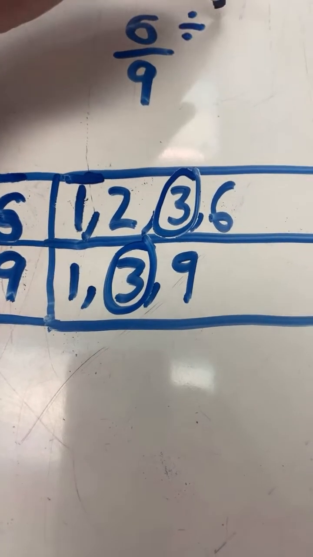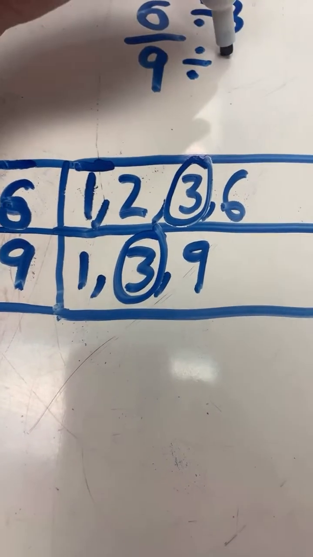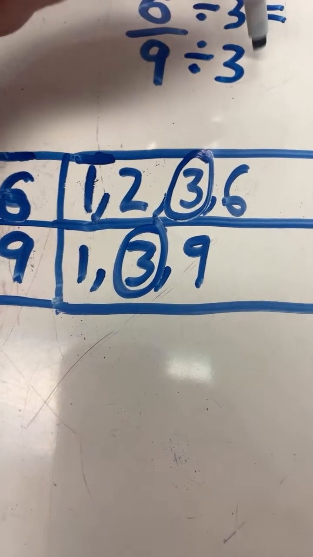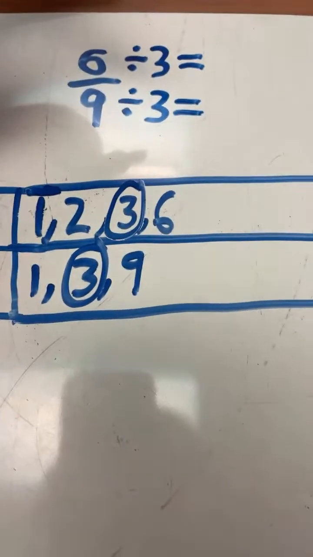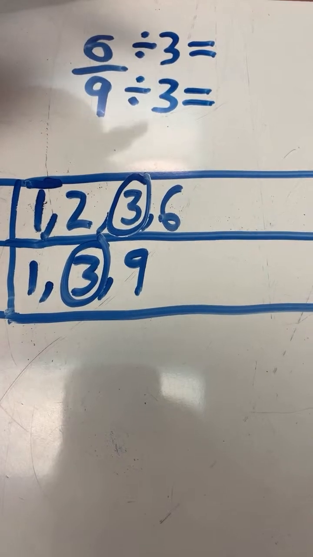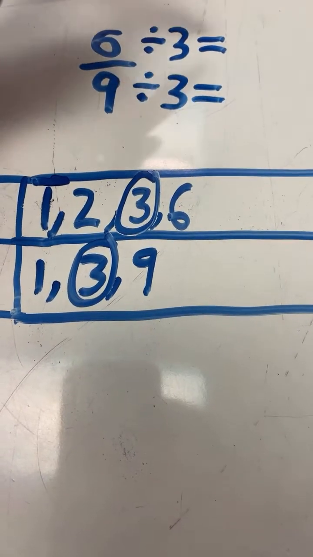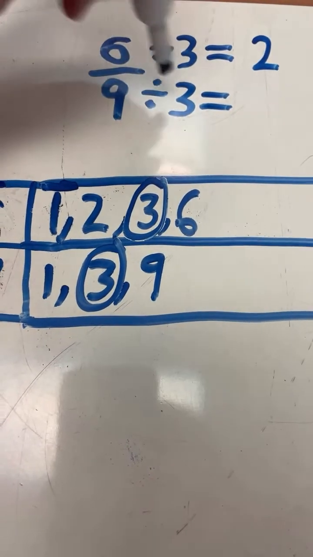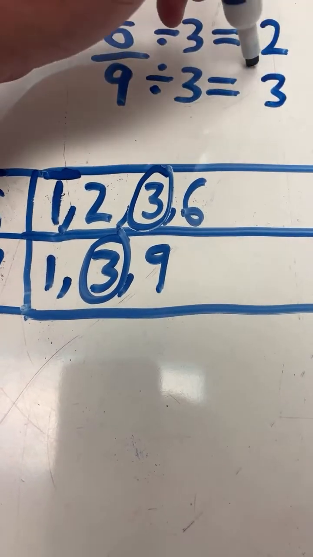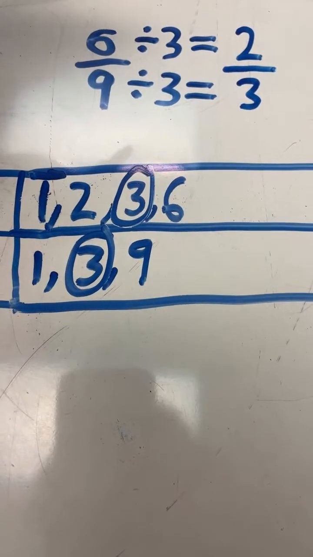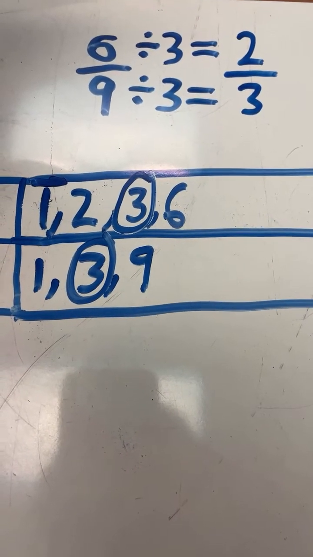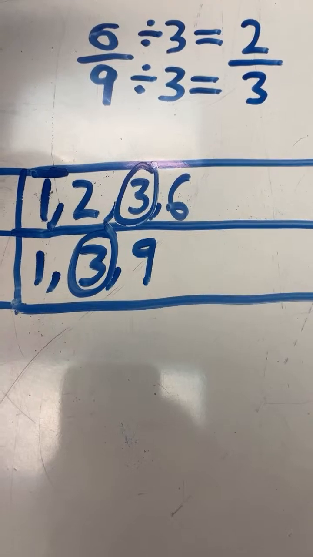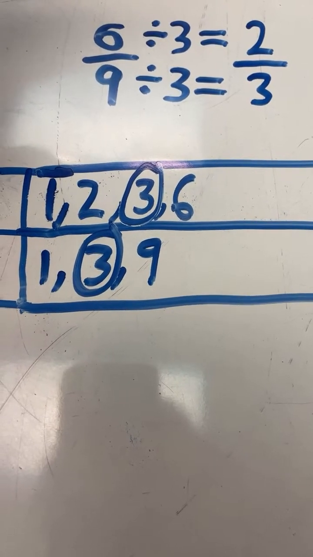So we divide our numerator by 3. We divide our denominator by 3. Six divided by 3 equals 2. 9 divided by 3 equals 3. And 6/9 reduced to lowest terms equals 2/3.